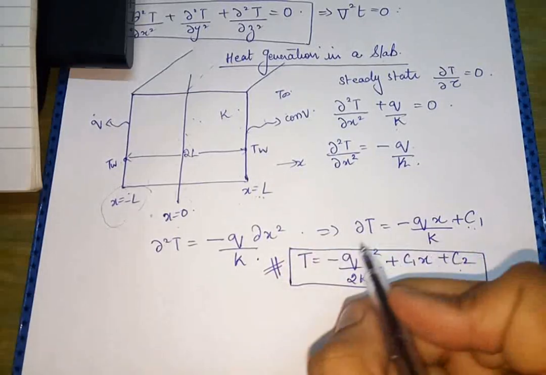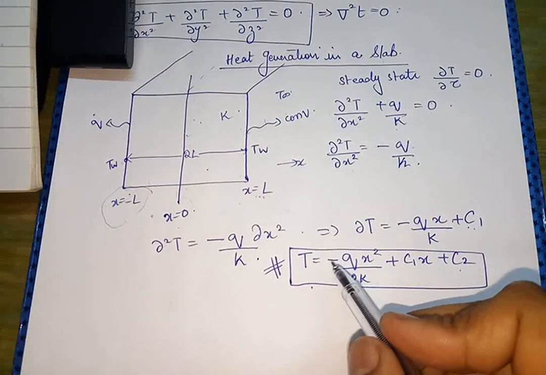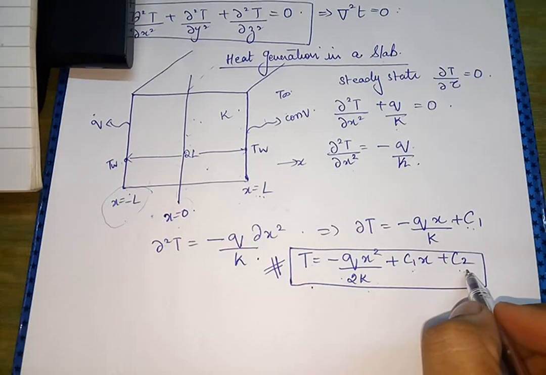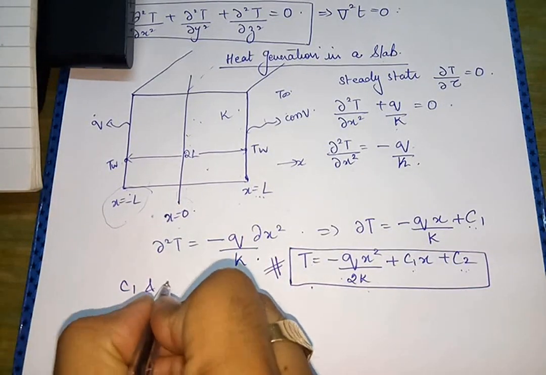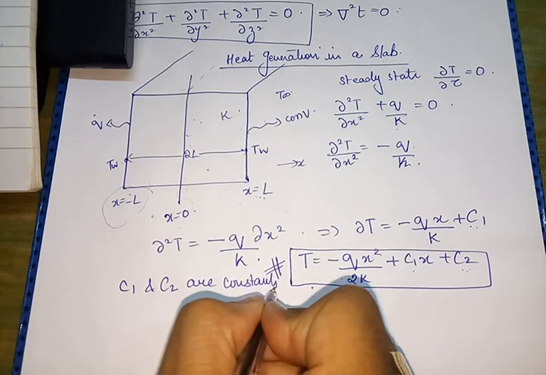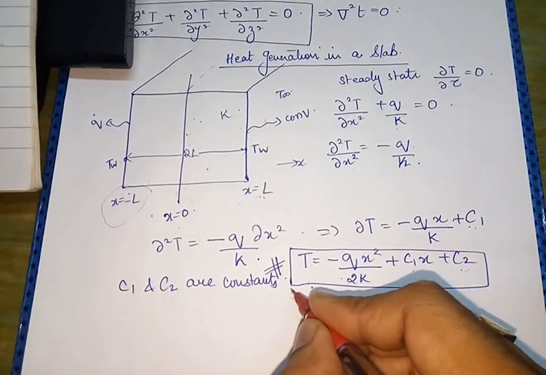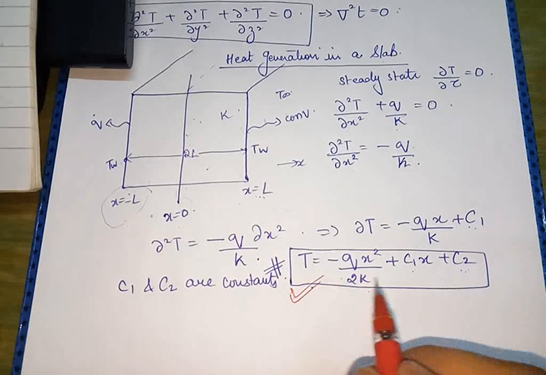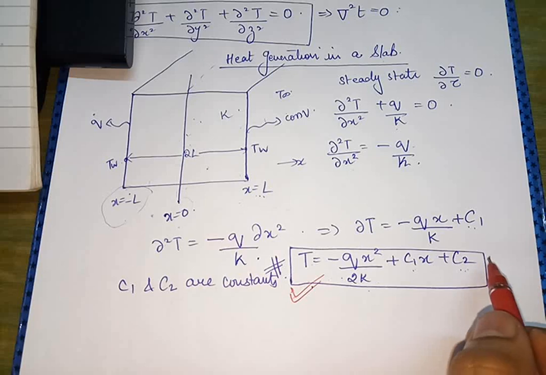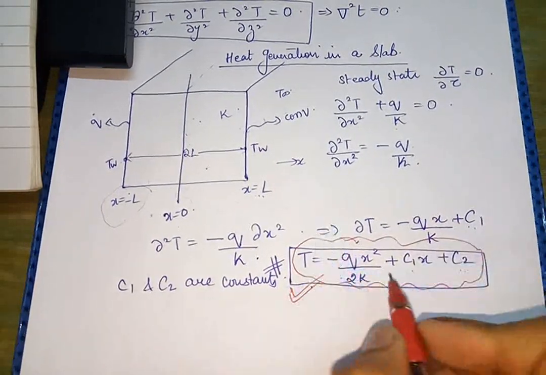Please note this equation. You can directly remember this equation in order to solve any problem in case of slabs. That is, T equals minus qx square upon 2k plus c1x plus c2, where c1 and c2 are constants. Please remember this equation. This is a very important equation because in GATE there was one question asked which was directly from it. So if you have remembered this equation, you can very easily answer that question.